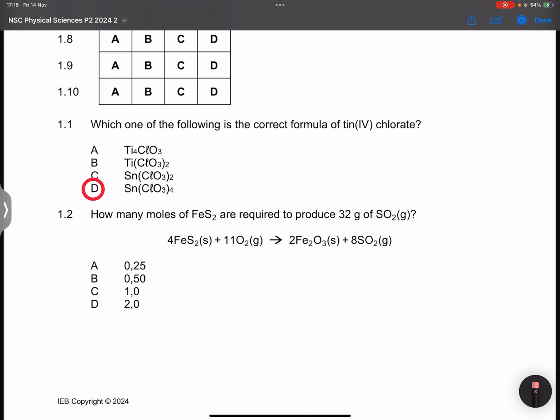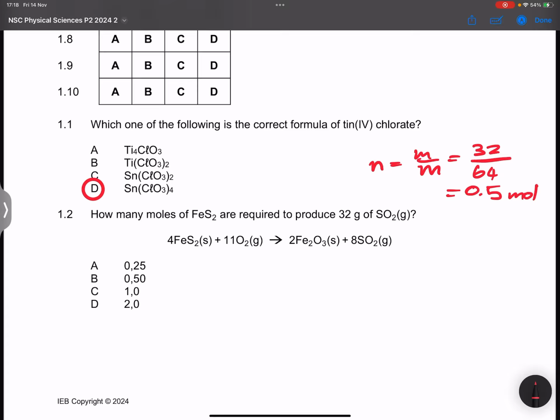Now the next one says, how many moles of iron sulfide are required to produce 32 grams of sulfur dioxide? Now note, in this case, sulfur has a molar mass from the periodic table of 32, and oxygen is 16 times 2, which is also 32. So we are looking at 64 grams per mole. We know that number of moles will be mass over molar mass. That will be 32 divided by the molar mass, which is 64, that we just calculated. And so that gives us 0.5 moles.